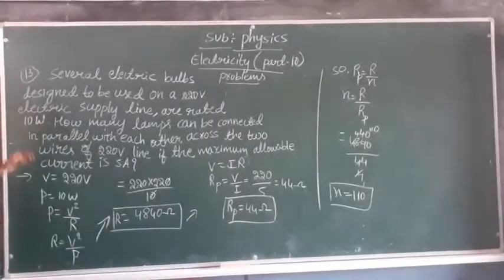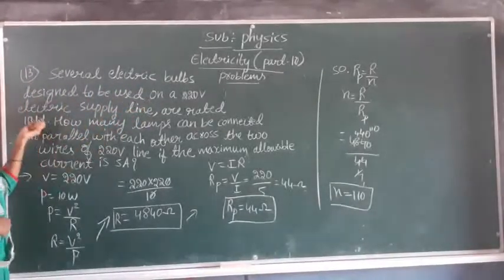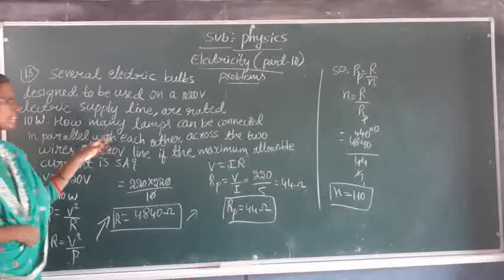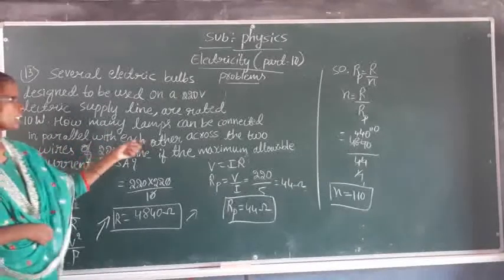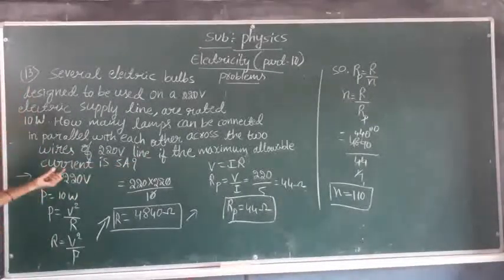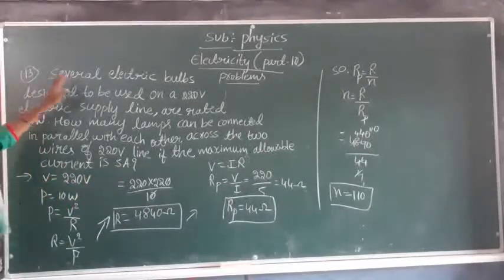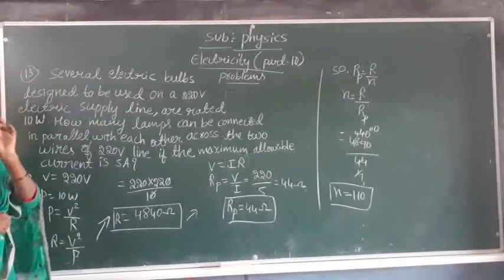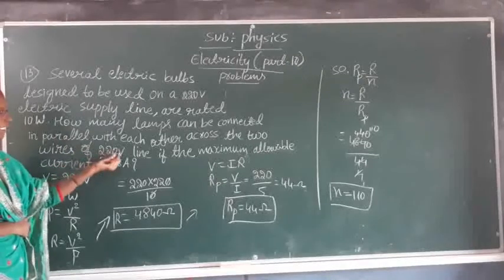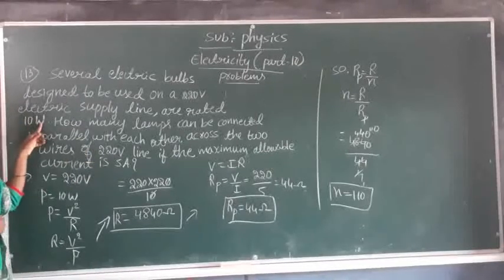Okay, see the next problem. Several electric bulbs designed to be used on a 220 volt electric supply line are rated 10 watt. How many lamps can be connected in parallel with each other across the 2 wires of the 220 volt line if the maximum available current is 5 ampere? So here several electric bulbs are connected to the two wires having voltage 220 volt, current 5 ampere, and power 10 watt.